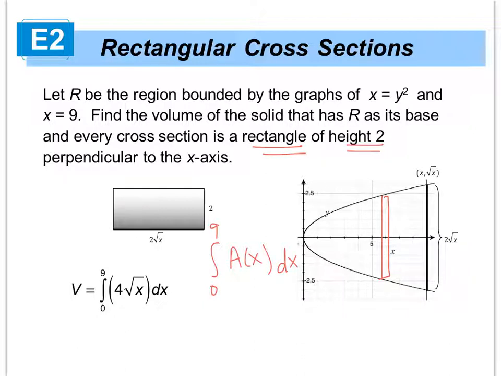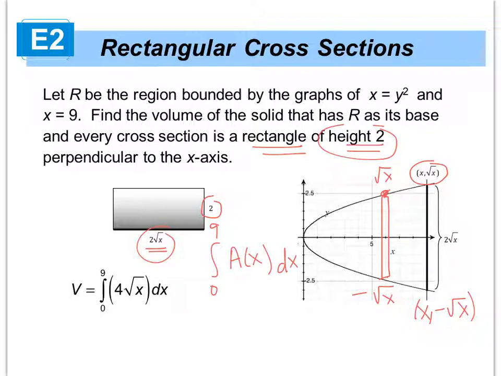Well, the cross sections are all rectangles. The height of each rectangle is 2. We're told that here. And then the base is 2 root x. Now, the way we get that is we have this point up here. That's x over root x. This one is x and negative root x. So then to get the base of the rectangle, it's where we start up here. So that's root x minus where we end down here, which is negative root x. When you subtract those, you get this 2 root x.